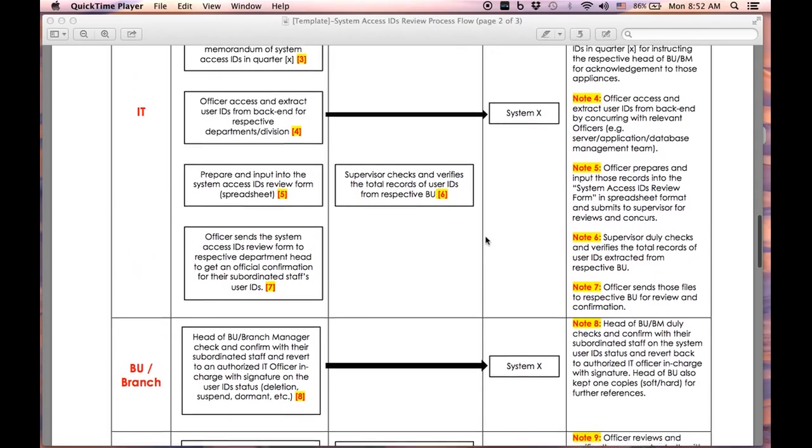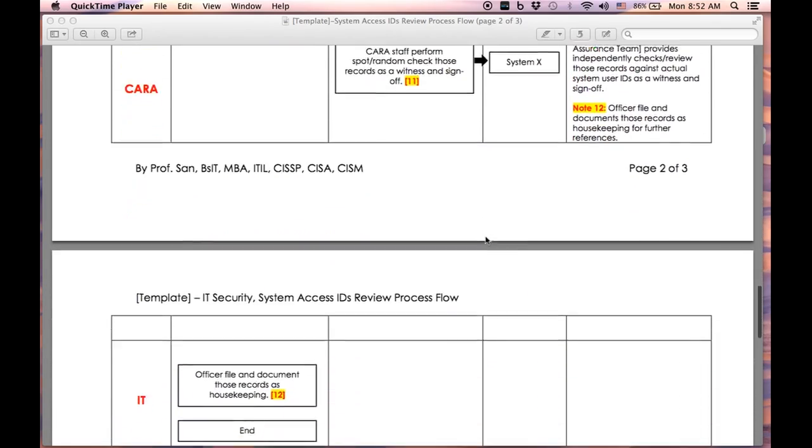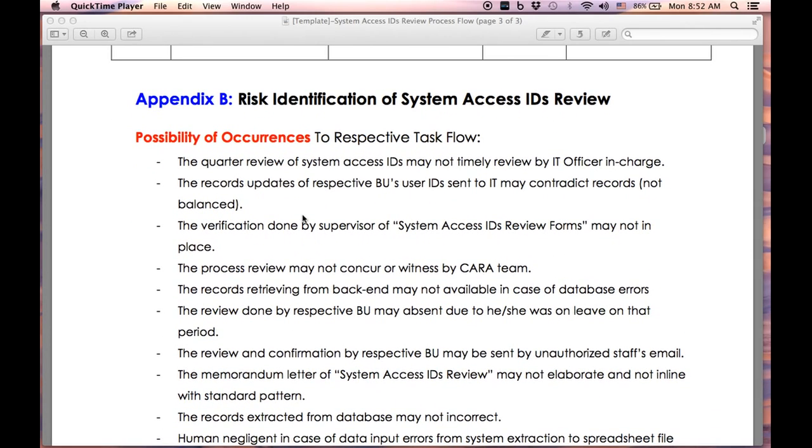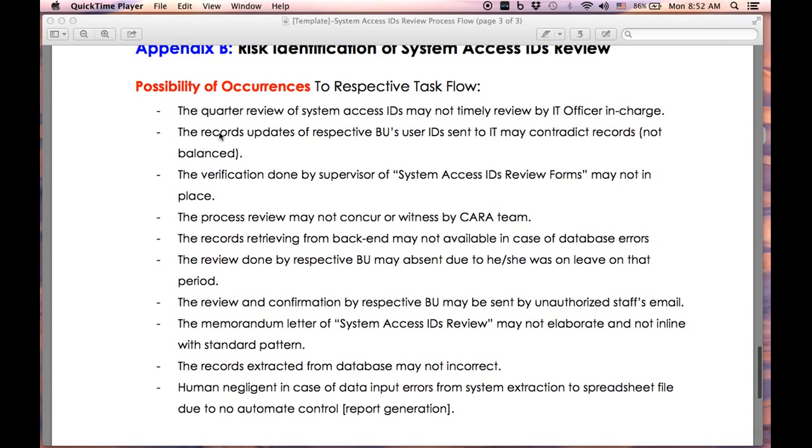After we map all steps from step 1 to the final step, we need to identify the chance of failure. It's called the possibility of occurrence. So the possibility of occurrence we map based on the process that we addressed from the top. For example, the quarterly review of system access IDs may not be timely reviewed by the IT officer in charge. This is just what we address.